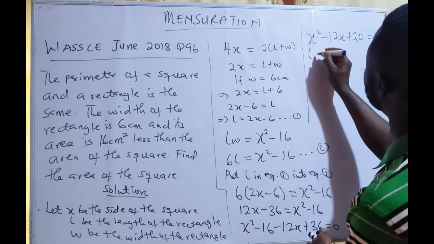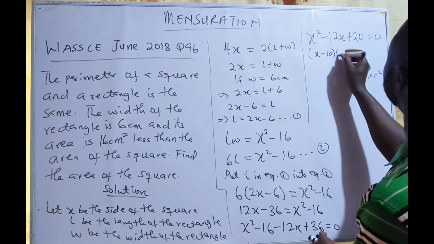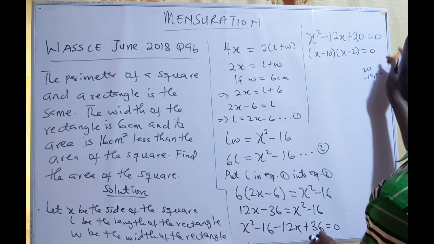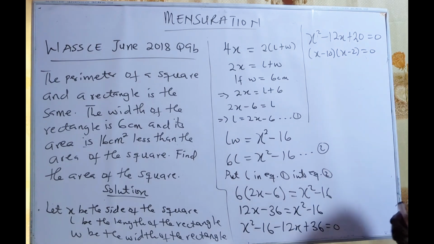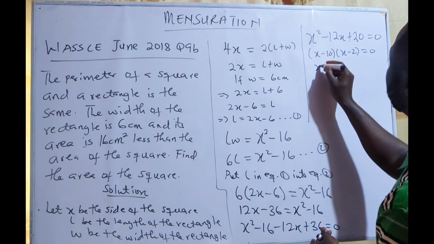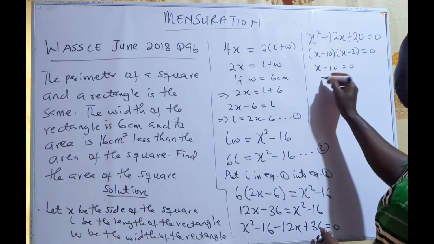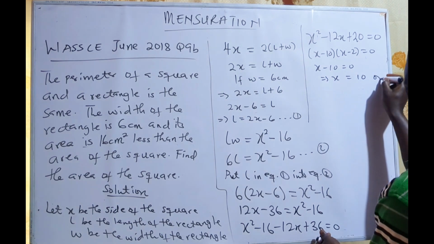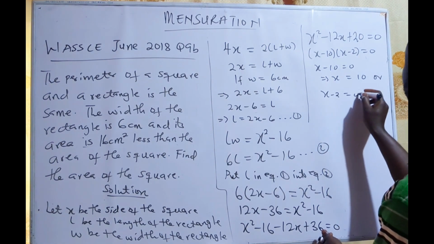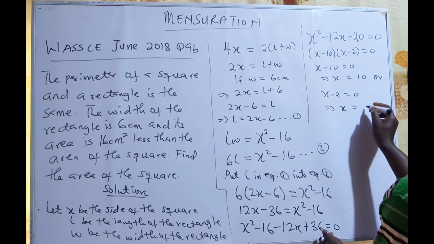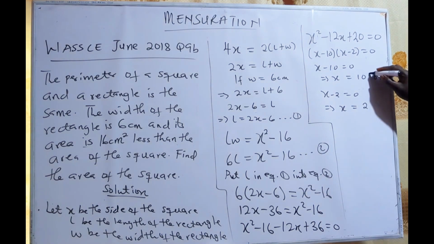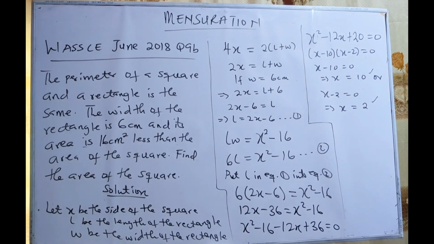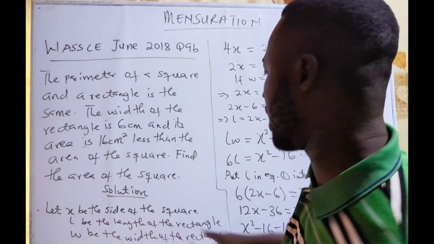So we can write this as x minus 10, x minus 2 equal to 0. Now this is how we can factorize this. So either x minus 10 is equal to 0, which means x is equal to 10, or x minus 2 equal to 0, which implies x equal to 2. Okay, so we have two values of s. Either s is 10 or s is 2.